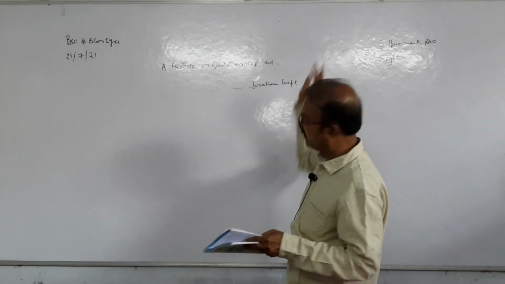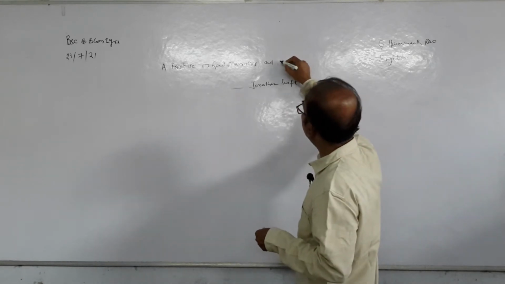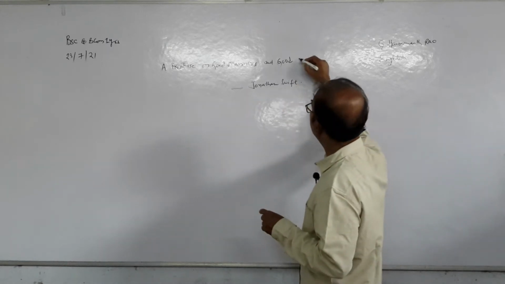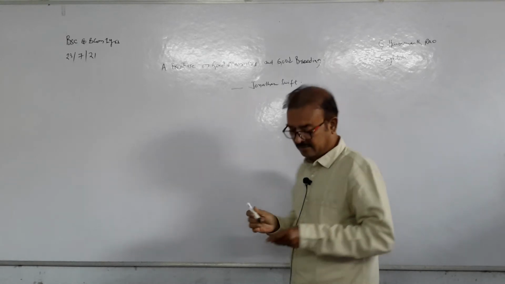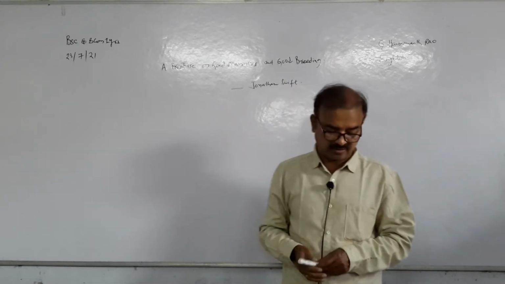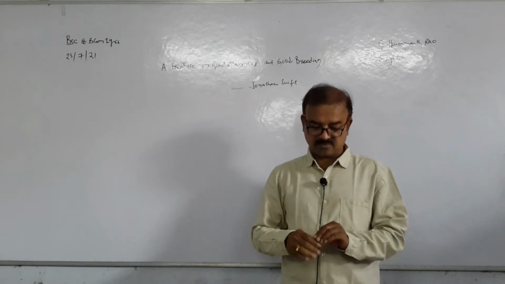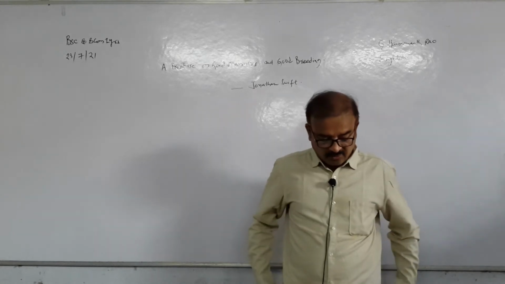Sorry, I made a mistake here. Good breeding. Sorry, girls. Girls, I made a mistake. A treatise on good manners and good breeding. Sorry. That was a mistake from my side. I was not attentive, it seems. Okay. Take a look at this one, girls.